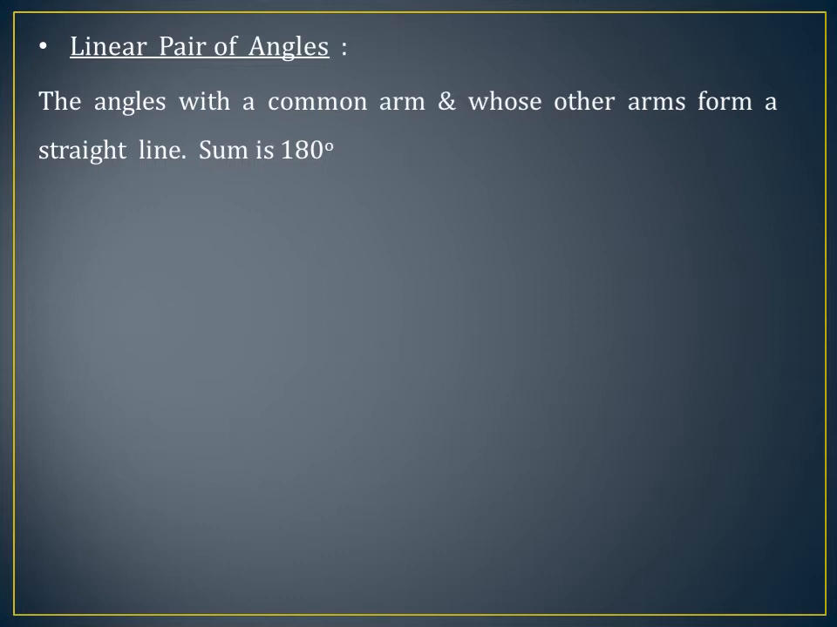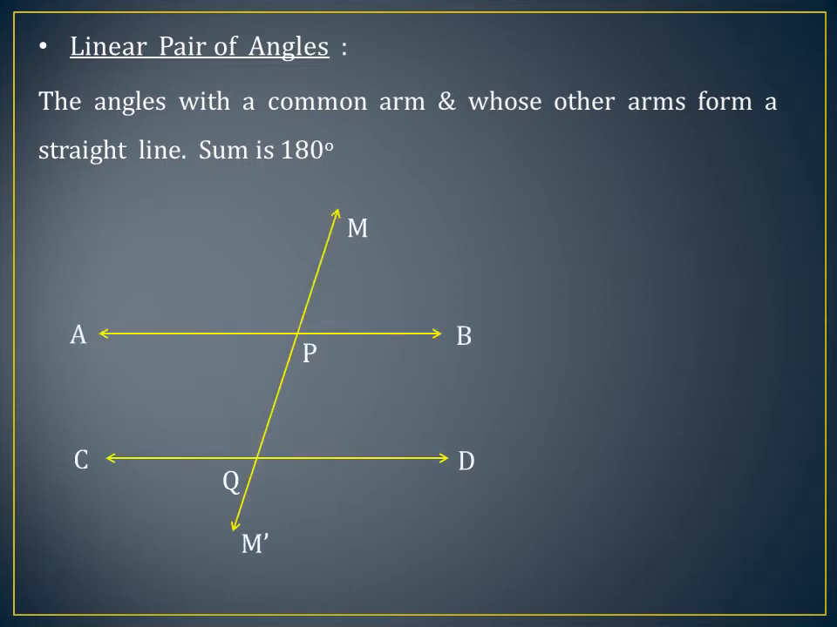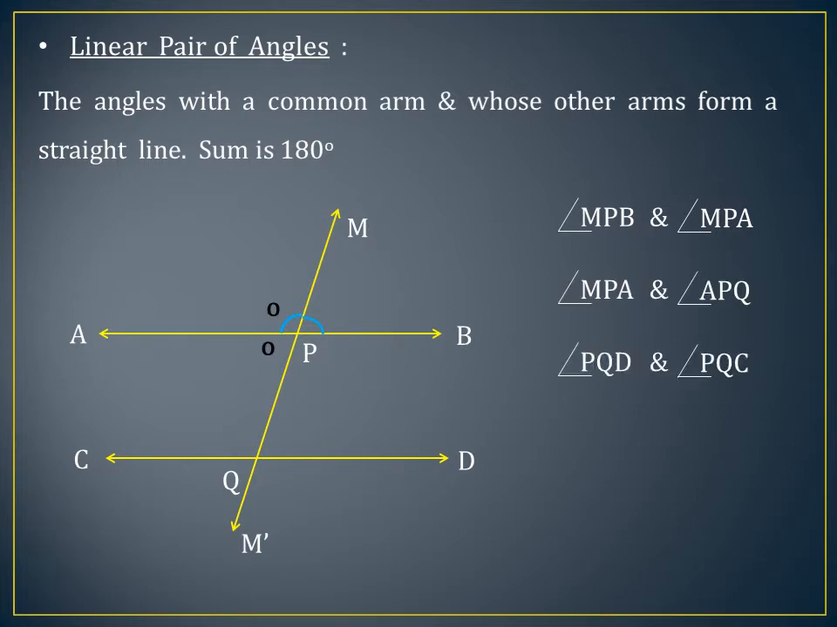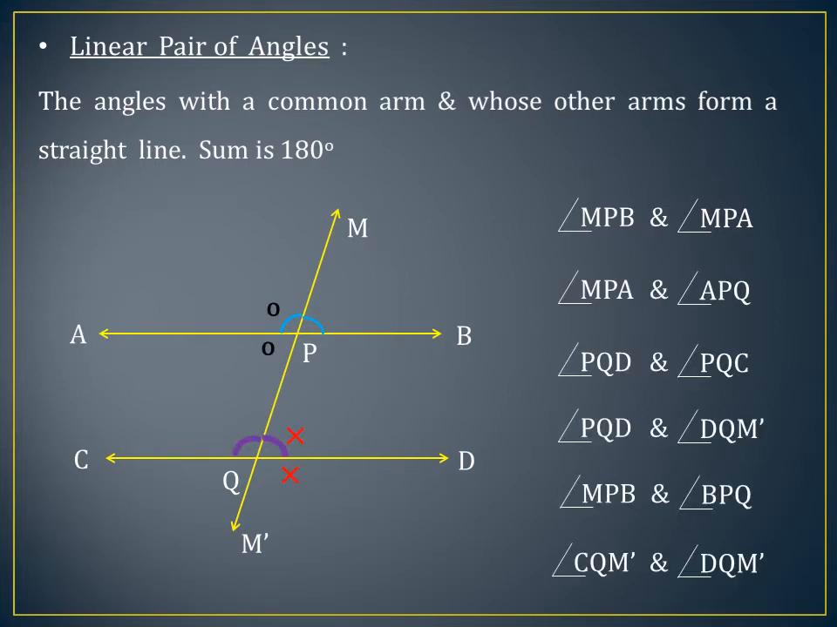So if we consider AB and CD as the parallel lines and MM dash is cutting them at points P and Q, then we see that angle MPB and angle MPA are forming a linear pair. Why is that? Because PM is their common arm and their other arms, which are PB and PA, are forming a straight line. In the same manner we'll also have angle MPA and APQ, angle MPB and BPQ, then angle PQD and PQC and so on. All these are linear pairs.